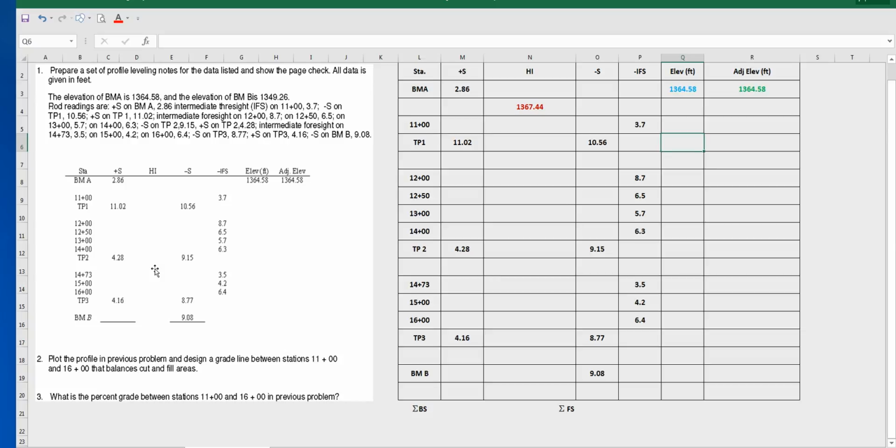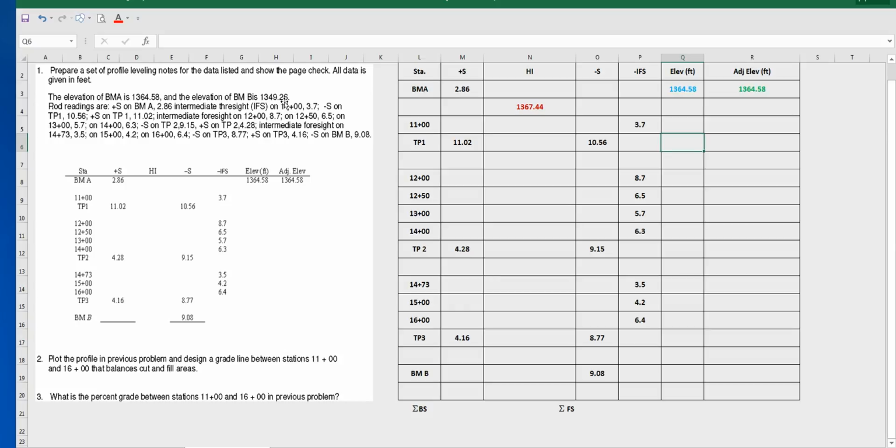The elevation at benchmark A is 1364.58, and the elevation of benchmark B is 1349.26. We're actually starting at one location and ending in another. That means when we do our page check and our closure, we're checking to see if it ties back into benchmark B. The rod readings are plus S, meaning the plus S is our backsight, and our IFS is our intermediate foresights. The minus S is going to be our foresight readings.